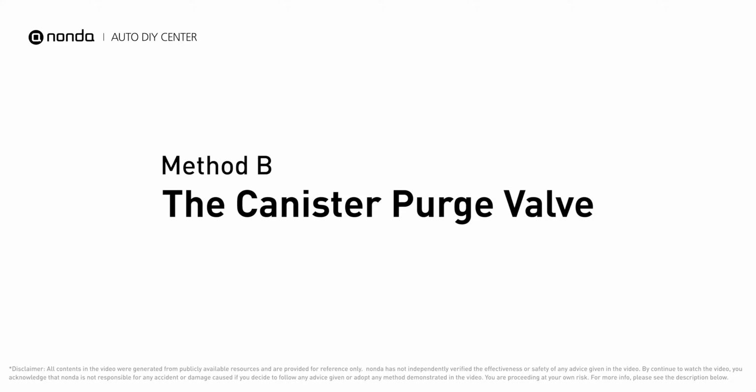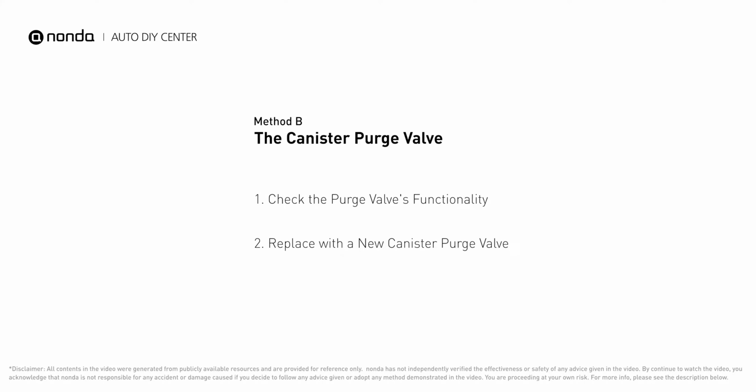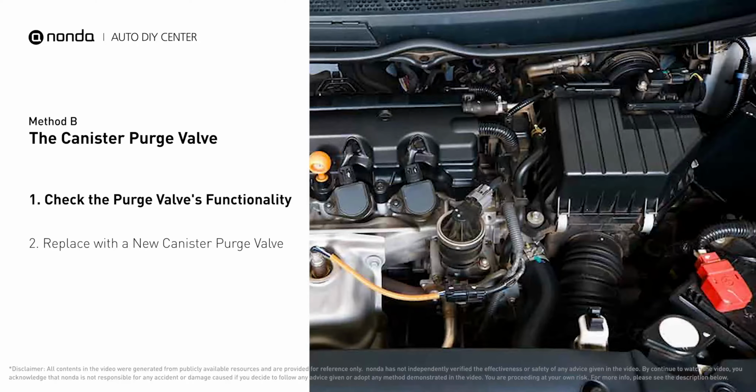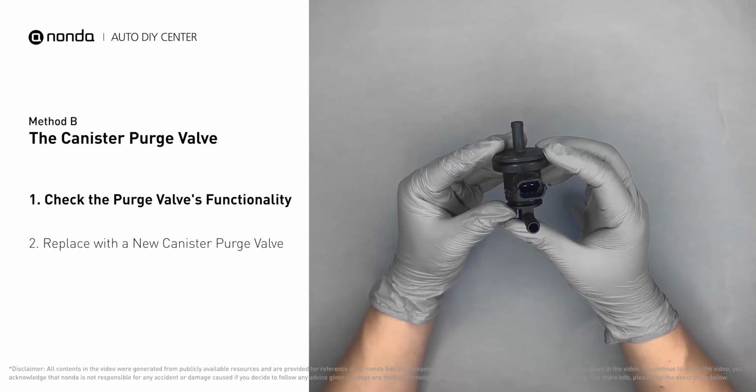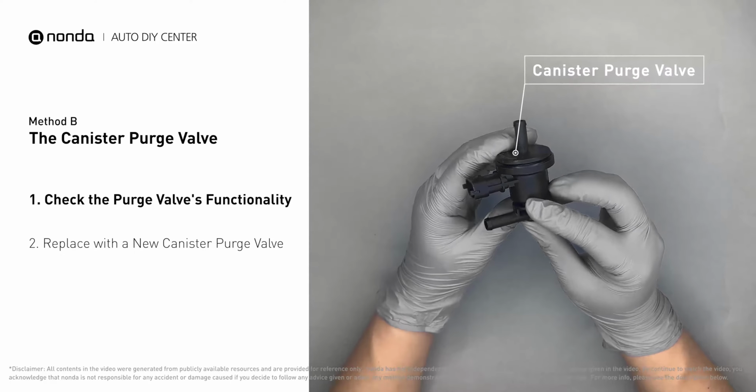Method B, the canister purge valve. The canister purge valve is usually located behind the intake right next to the throttle body. For demonstration purposes, we have removed the canister purge valve prior to filming.